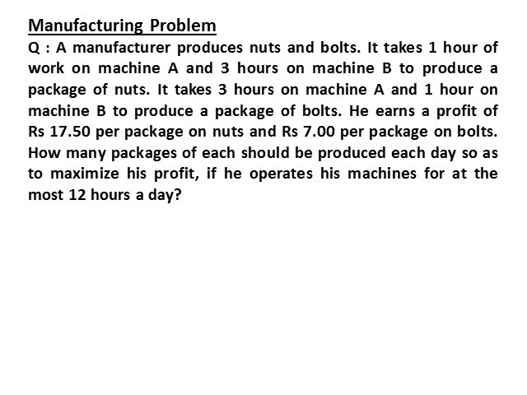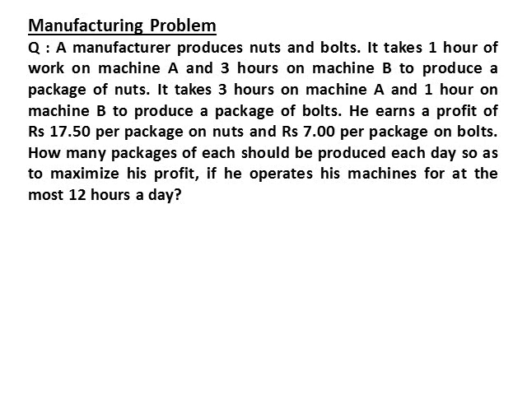It takes 1 hour of work on machine A and 3 hours on machine B to produce a package of nuts. It takes 3 hours on machine A and 1 hour on machine B to produce a package of bolts. He earns a profit of rupees 17.50 per package on nuts and rupees 7 per package on bolts. How many packages of each should be produced each day so as to maximize his profit if he operates his machine for at the most 12 hours a day?